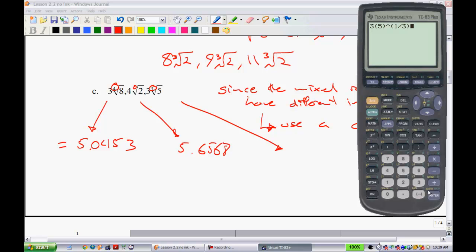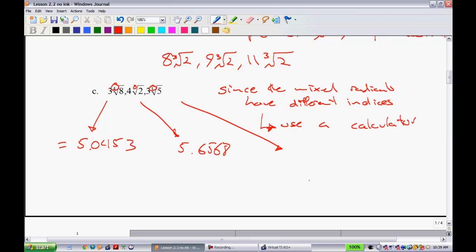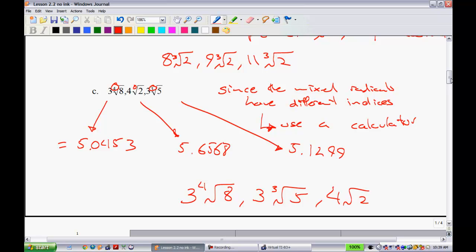Okay, if you have that cube root button on your calculator, feel free to use it if you find that easier. We get 5.1299, so we'd say that, which one was the smallest? The first one, I think. 3, 4th root of 8, and then it was 3, the cube root of 5, and lastly 4th root of 2. Okay.